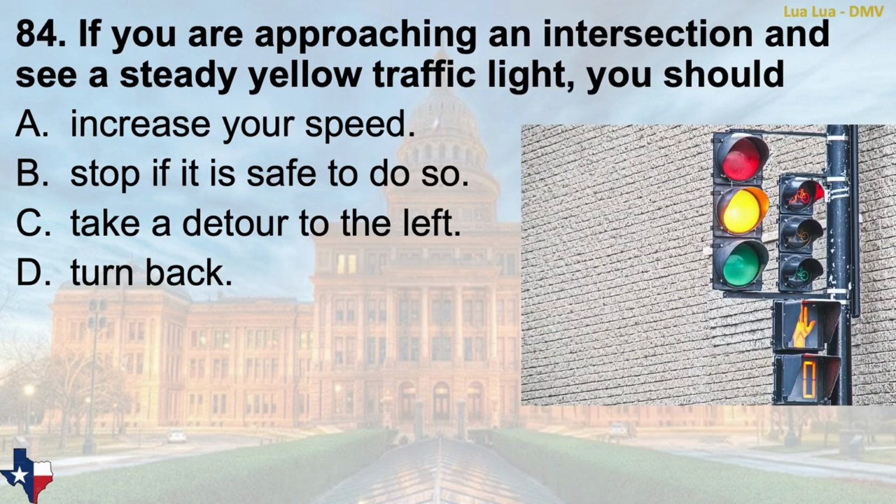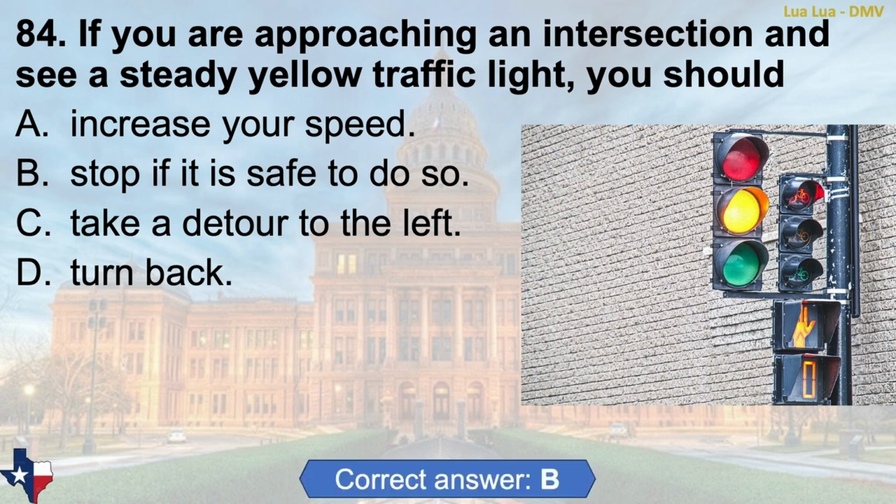Question 84. If you are approaching an intersection and see a steady yellow traffic light, you should A. Increase your speed. B. Stop if it is safe to do so. C. Take a detour to the left. D. Turn back. The correct answer is B. Stop if it is safe to do so.